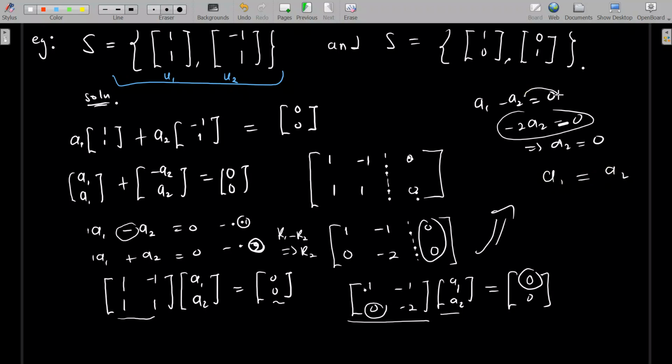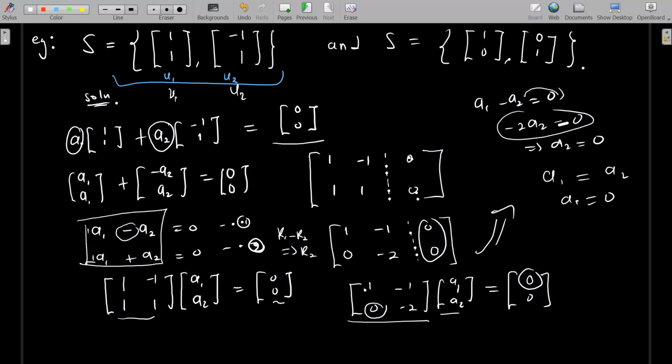From here you can make a1 the subject, and you're going to have a1 equal to 0. So what this whole thing is telling us is that these two vectors, u1 and then u2 in this set S, are actually linearly independent. It means that since we've been able to say that a1 times the first vector plus a2 times the second vector is equal to the 0 vector, and after solving it, you could also solve it from here.